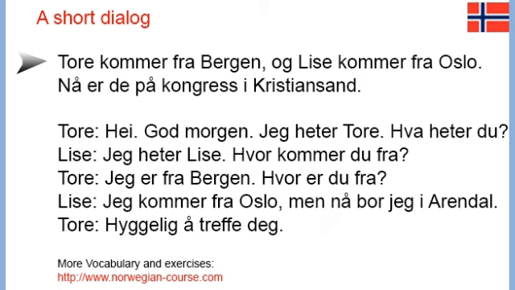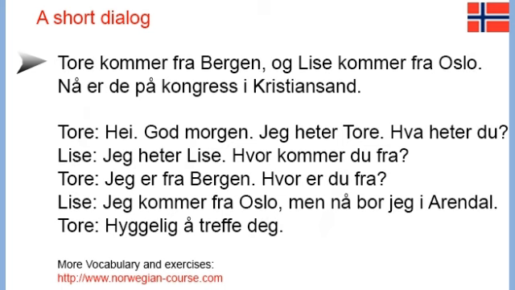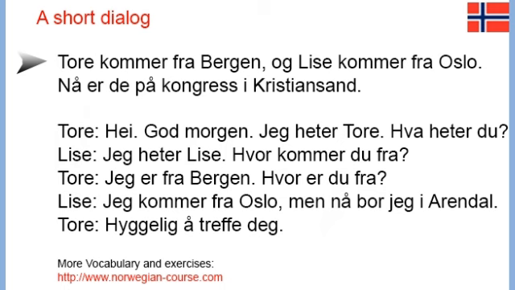So, first phrase: "Tore kommer fra Bergen, og Lise kommer fra Oslo." Tore comes from Bergen, and Lise comes from Oslo. "Nå de på kongress i Kristiansand." Now they are at a congress in Kristiansand. It's a city in the south of Norway. Notice how the verb is in second location now. "Nå de på kongress."